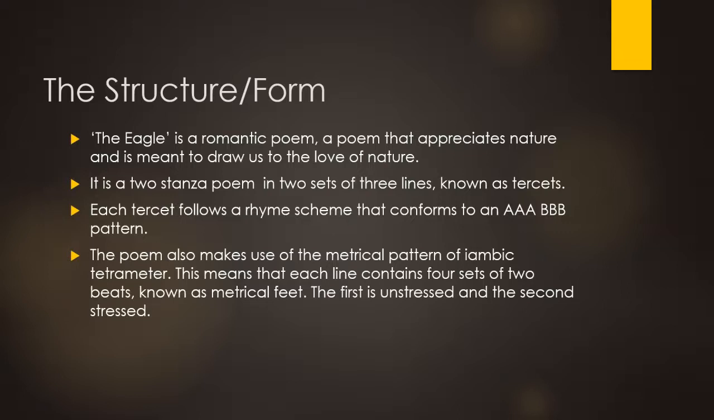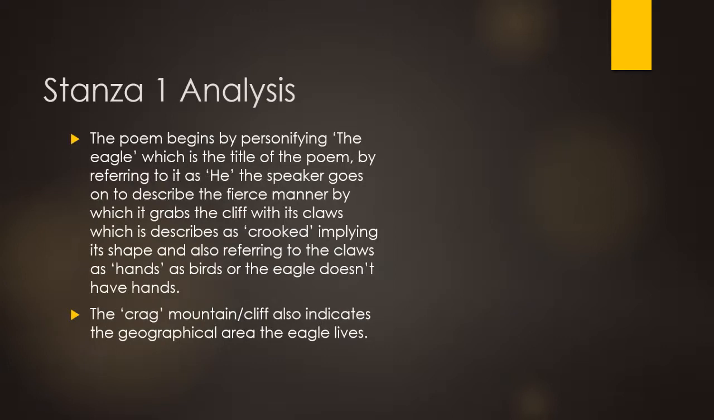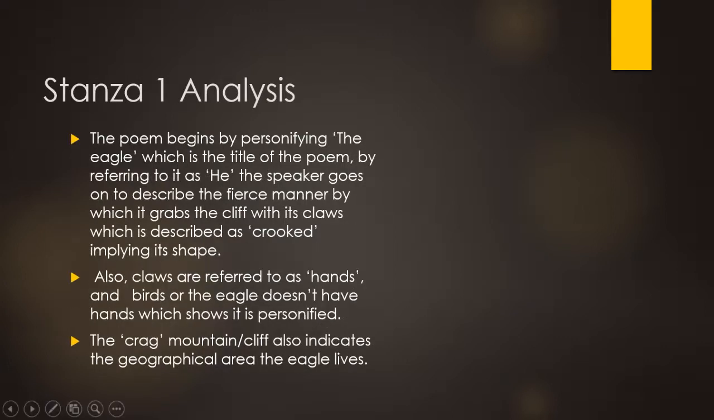In addition, the poem also makes use of the metrical pattern of iambic tetrameter. This means that each line contains four sets of 2 beats, known as metrical feet. The first is unstressed, and then the second is stressed. So let's move on and look at the analysis for stanza 1.